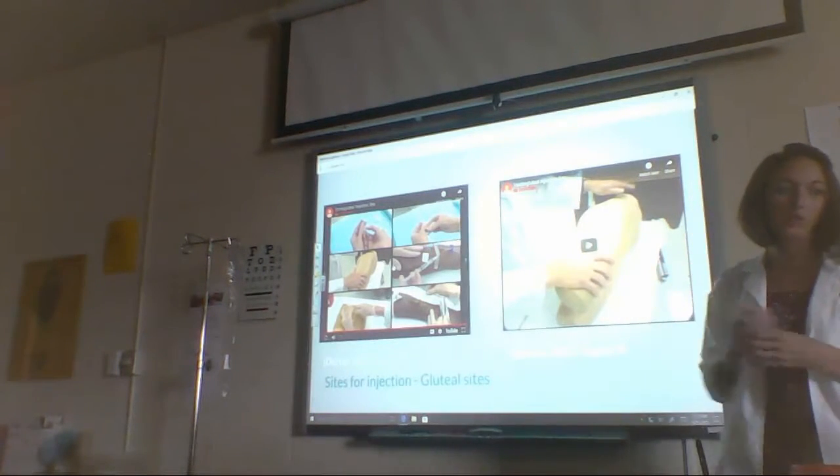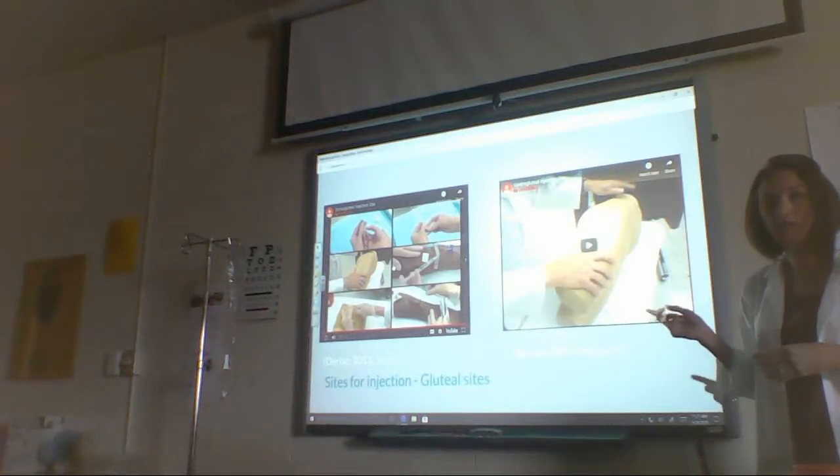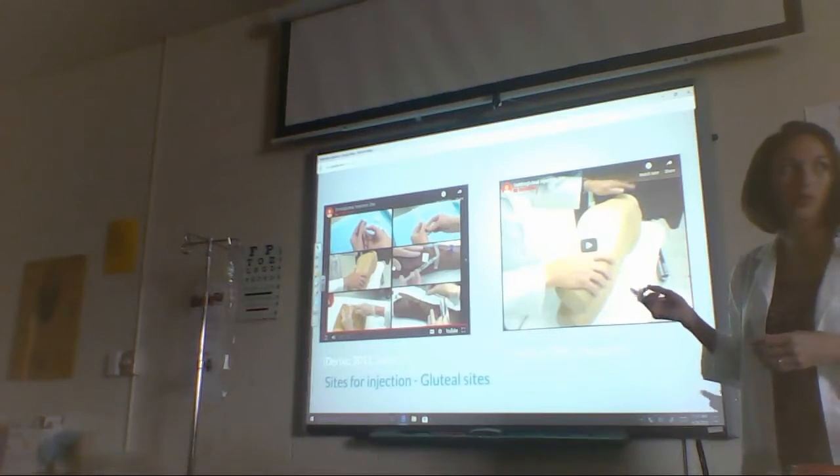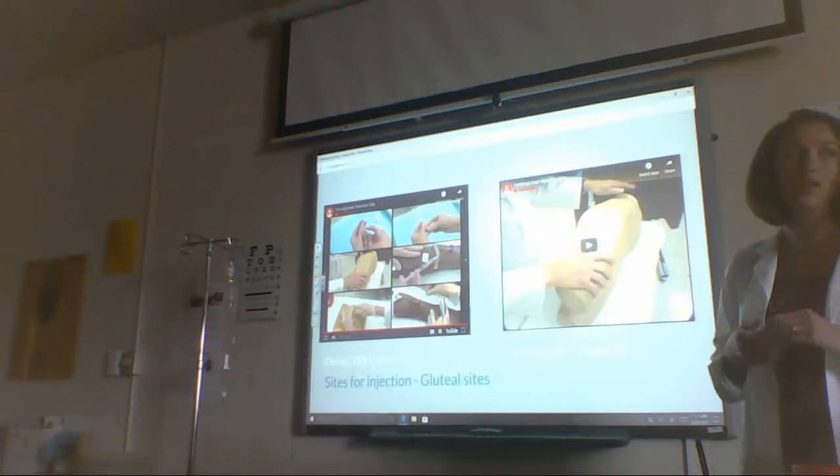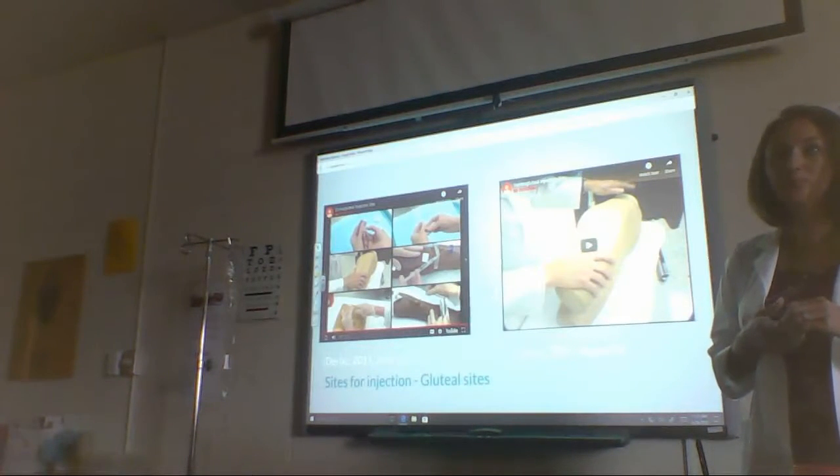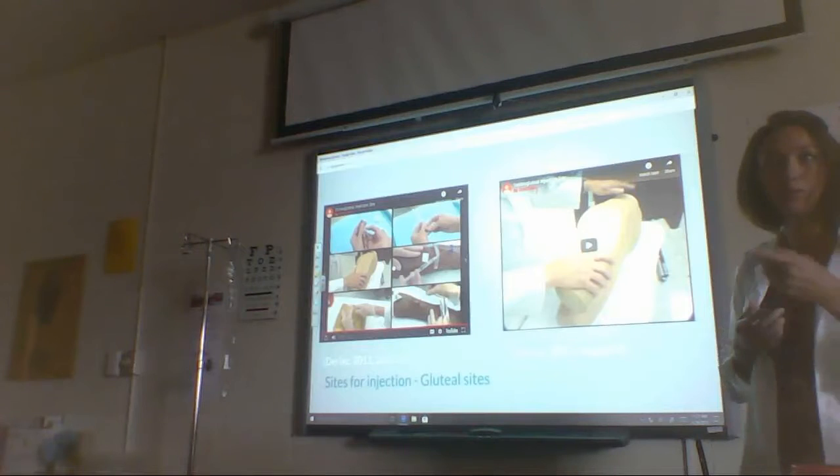What's another thing that's kind of wrong with giving things in the dorsal gluteal muscle? What do you see that could be an issue there? Hit the nerve, hit the bone, would you say?